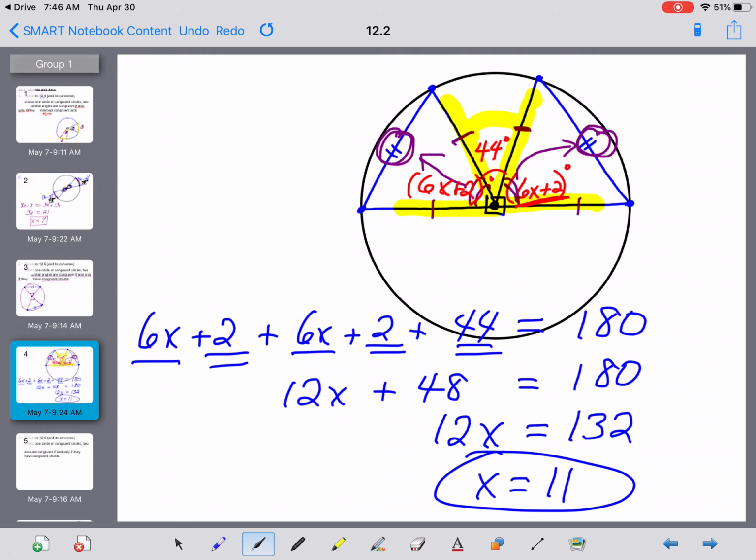Again, just a quick check now if you wanted to. 6 times 11 is 66 plus 2. That makes a 68 degree angle here. Same thing right over here. 68 and 68 makes 136. 136 plus 44 is going to get us the 180 that we were expecting to see for that half circle.